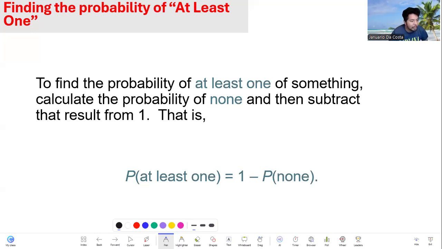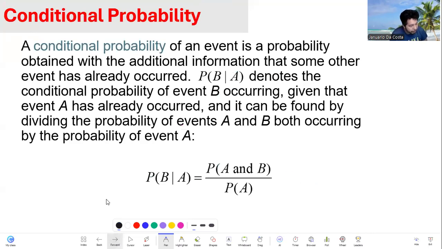Okay? Now, what is conditional probability? Okay, Favan, you read this for us.